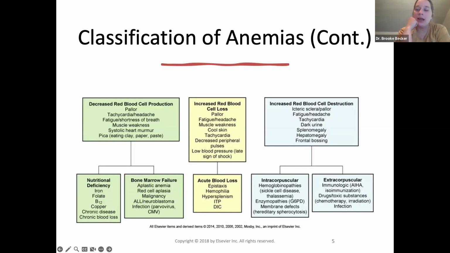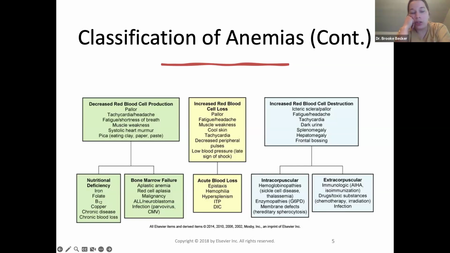Pica is eating different objects that are non-food objects. Sometimes paper, sometimes people will crunch on ice. You'll see that, like they're craving ice. Okay. Does that mean they're anemic? Yep, that's a sign of anemia. And so usually when you see pica, it's because they're having a decreased red blood cell production.